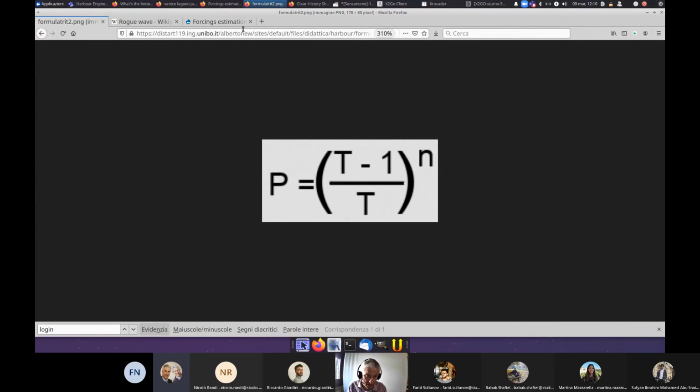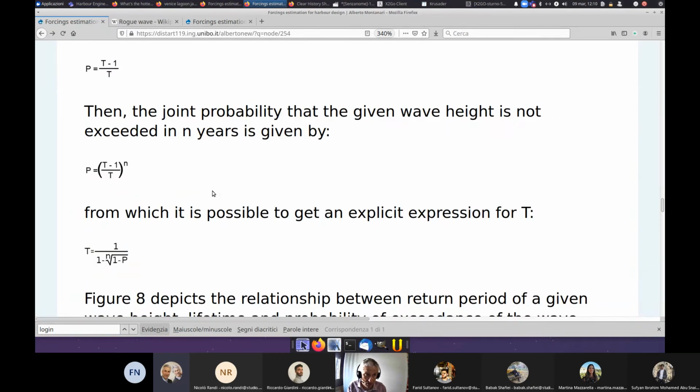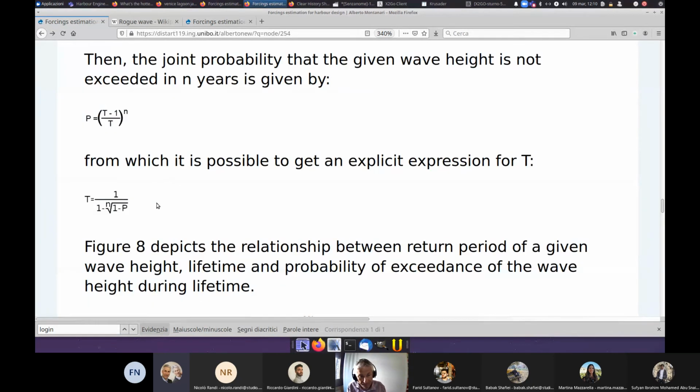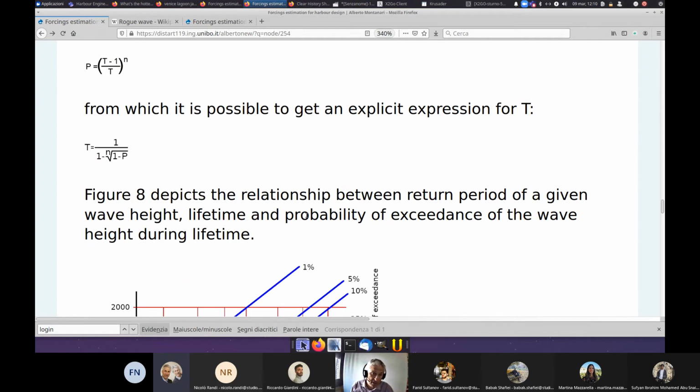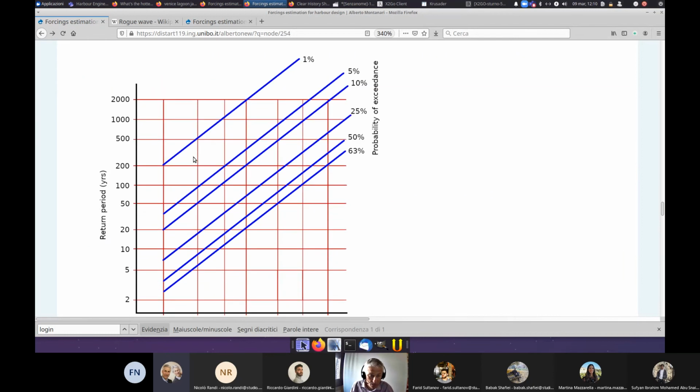This is quite interesting because when you make a design, it's important that you take into account the return period, but also the probability that during the expected design life, your wave height is exceeded, or not exceeded, which is the same thing. So from this relationship, you can get an explicit expression for T, and then you can get this graph. What is this graph?